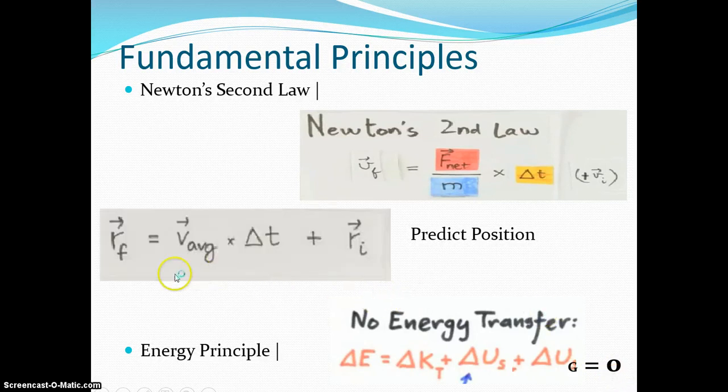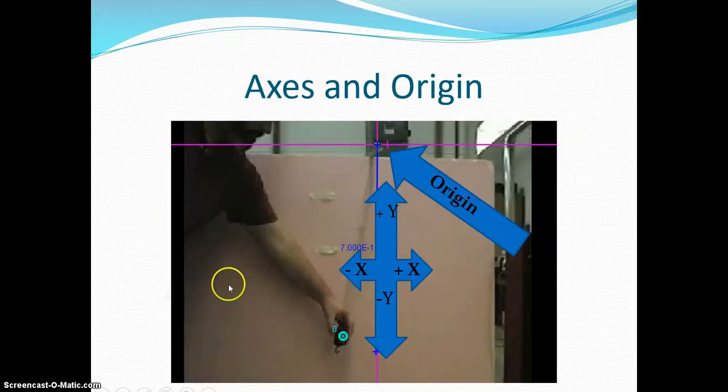And again, also keep in mind that we will be looking at our position as well. So here are axes and our origin. Our origin point is right here. Again, this is a screenshot from the tracker video. Note your positive y is in this direction, negative y in this direction, positive x in this direction, negative x in this direction. Note here that our mass, so this is the mass of our spring mass system, does not start at the origin.